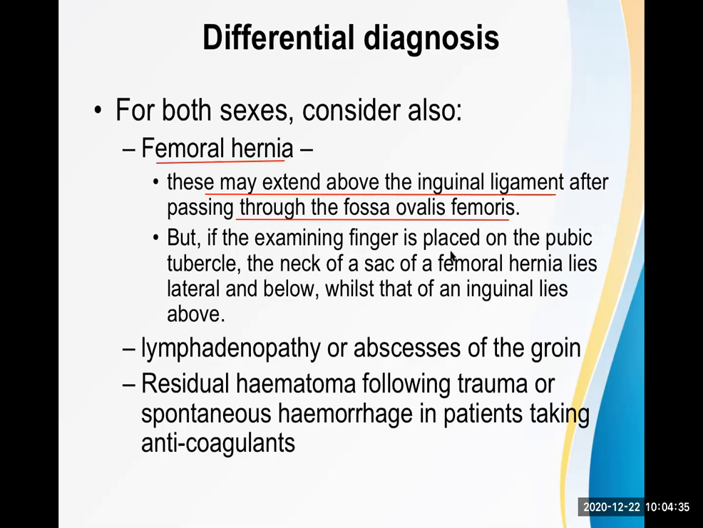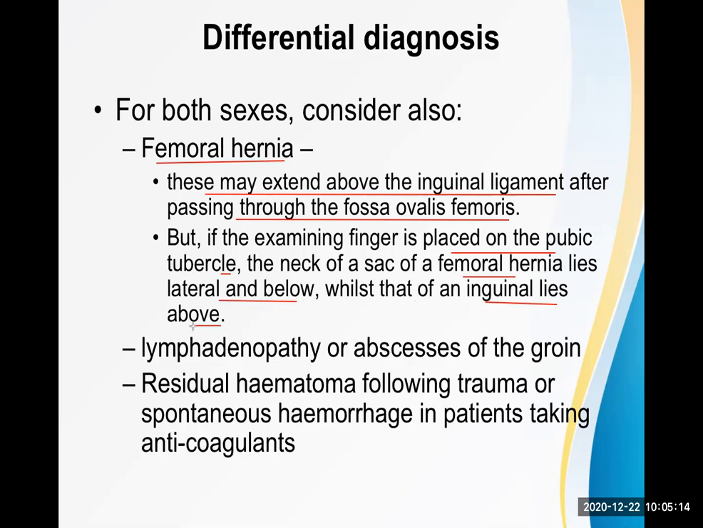But if the examining finger is placed on the pubic tubercle, the neck of the sac of a femoral hernia lies lateral and below, while that of an inguinal hernia lies above. So what is the meaning here? The pubic tubercle is the area where the inguinal ligament is inserted. We already talked about the femoral triangle being below the inguinal ligament. So a femoral hernia lies lateral and below the pubic tubercle, whereas an inguinal hernia definitely lies above.